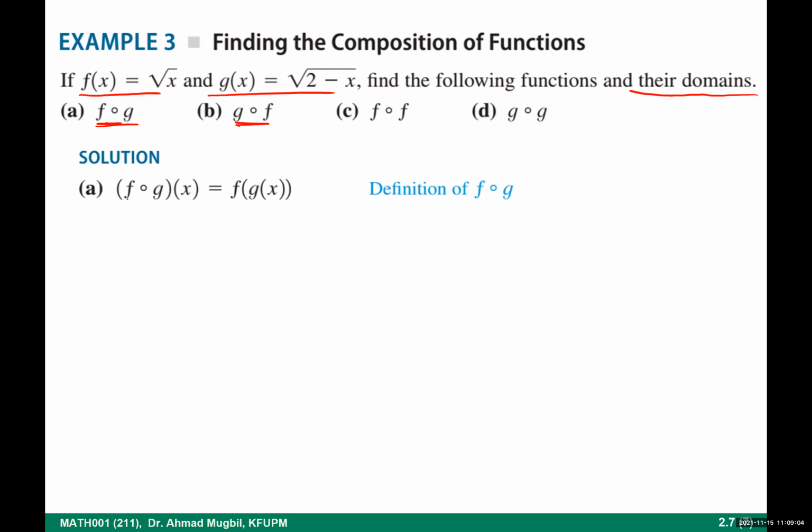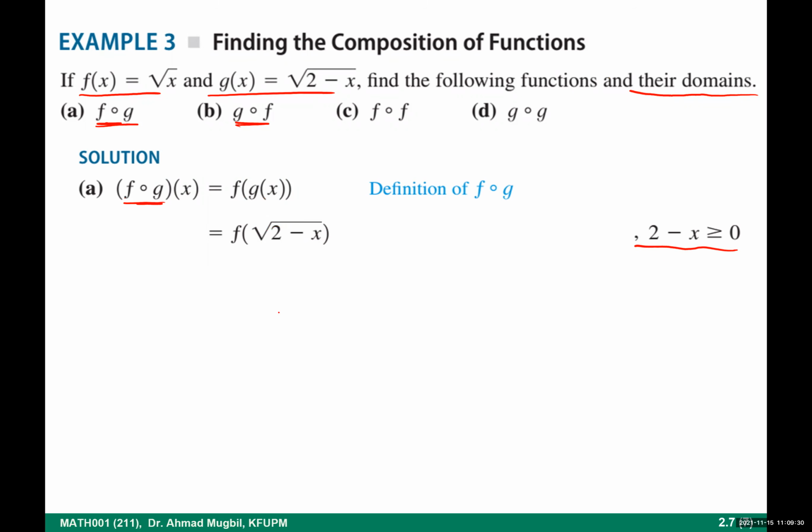What you need is F composed with G. What is it? It is F of G. So what is G? Ask yourself, what is G of X? It is the square root of 2 minus X. Ask yourself now where this will be defined, where it exists. If what is inside is greater than or equal to 0. So this is the first condition that you should put.